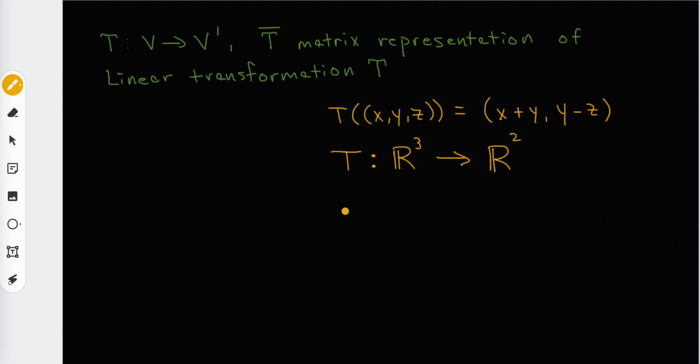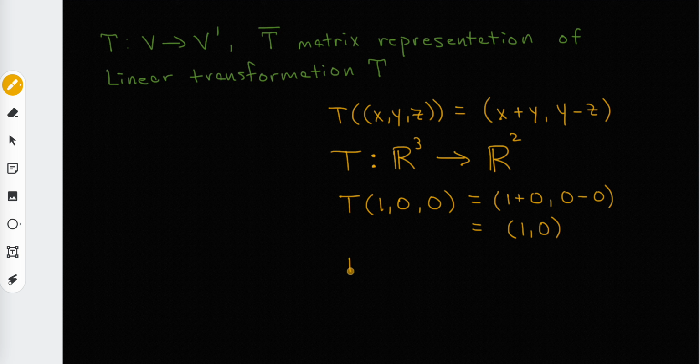So the first thing that I'm going to do is try the unit vectors. We'll start off with the first unit vector, 1, 0, 0, and we'll see what we get once we plug all the numbers into the formula. So x plus y is going to be 1 plus 0, and y minus z is going to be 0 minus 0. So I'm going to end up with the vector 1, 0.